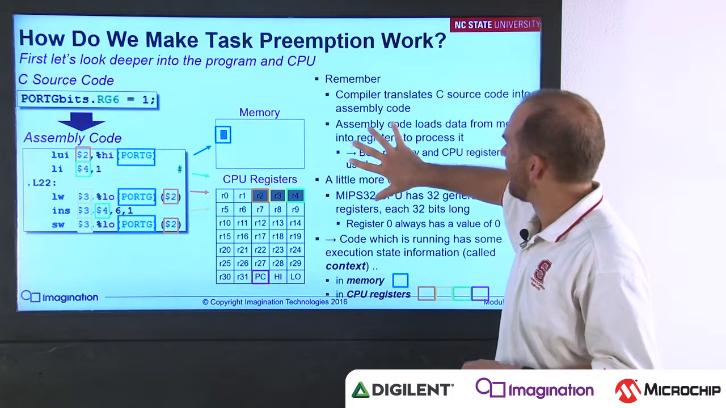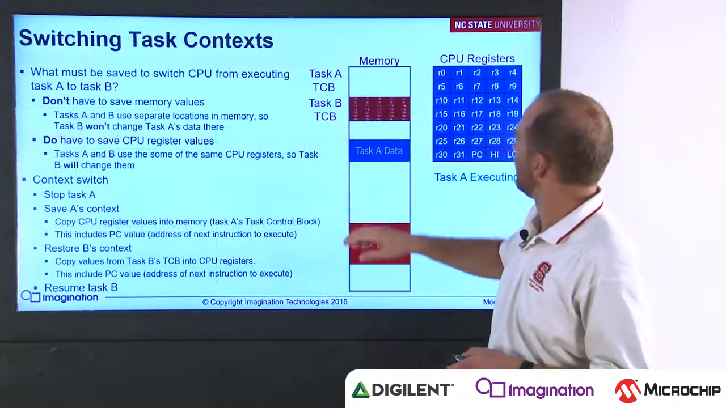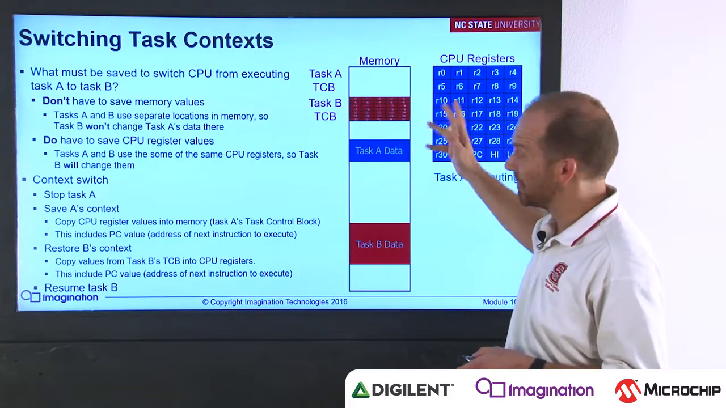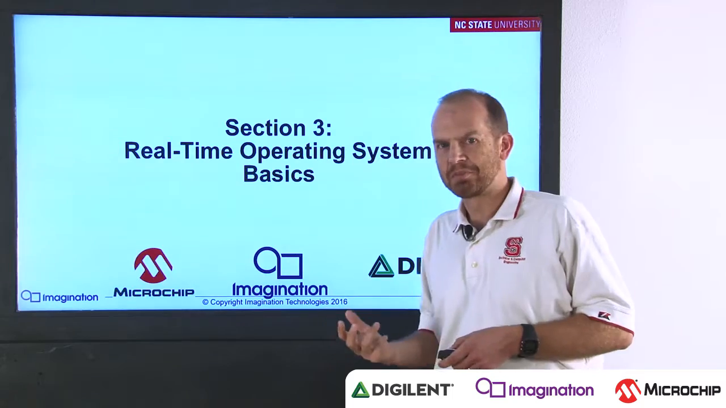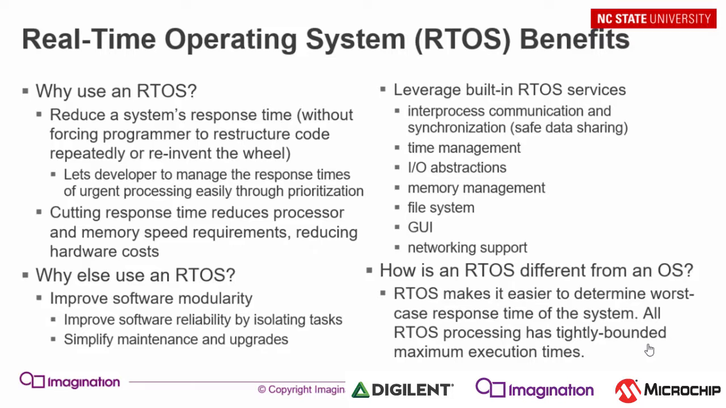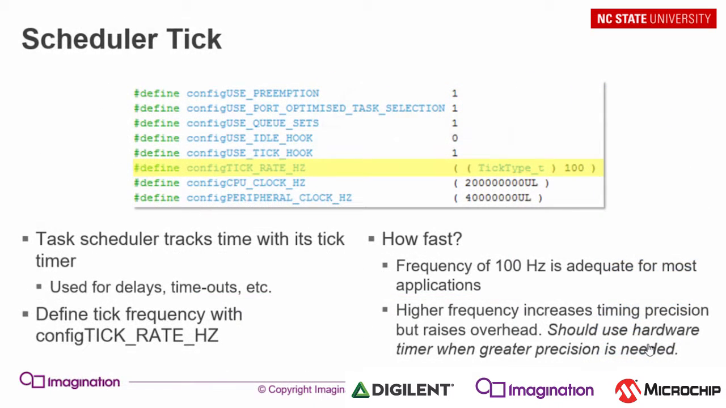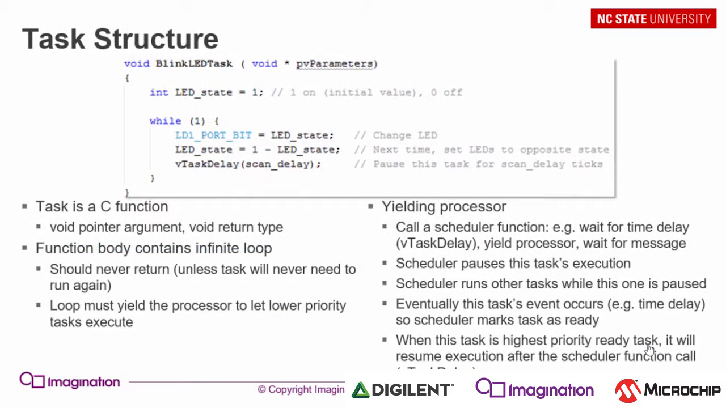We look into how task preemption works. We look at how context switching works, how we save the CPU registers into memory, and we have separate data for the separate tasks. So then we get into applying these concepts of preemption and a scheduler to a real-time operating system. And we discuss the pros and cons of using an RTOS. And then we take a look at FreeRTOS, which is used in this lab. We look at concepts of scheduler ticks, task priorities, task structures.